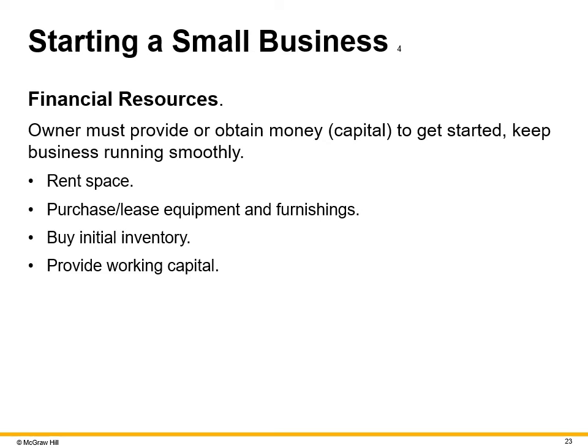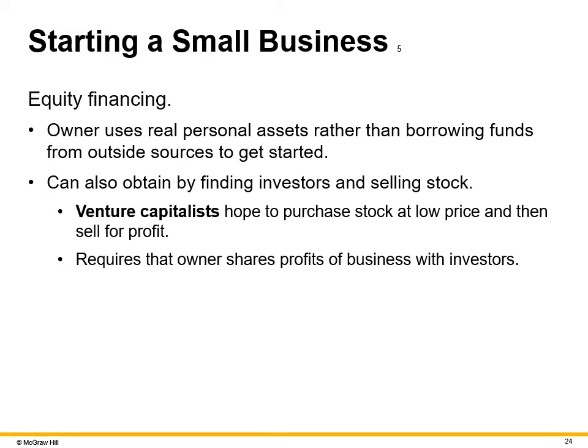To make money from a small business, the owner must provide or obtain money or capital to start the business and keep it running smoothly. Financing options include loans, stock, or equity financing. Equity financing occurs when the owner uses real personal assets rather than borrowing funds from outside sources to get started in a new business. Small businesses can also obtain equity financing by finding investors for their operations. They may sell stock in the business to family members, friends, employees, or other investors.